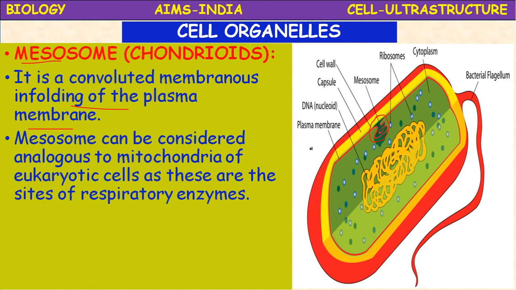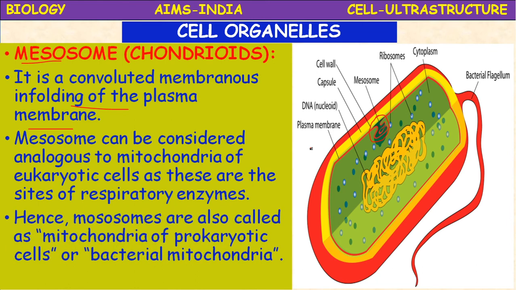The mesosomes can be considered analogous to mitochondria of eukaryotic cells. Mitochondria in the eukaryotic cells are the sites of respiratory enzymes. What is the function of mitochondria? We have studied production of energy. That's why it is called the powerhouse of the cell. Analogous means the function of mesosome is similar to mitochondria. As mitochondria are absent in prokaryotic cells like bacteria, the plasma membrane forms the mesosomes to fulfill the production of energy. Hence, the mesosomes are also called mitochondria of the prokaryotic cell.